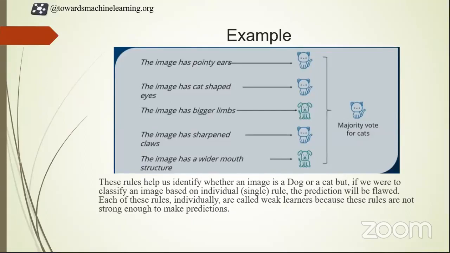Some dogs may also have pointy ears, and some cats may also have bigger limbs. But when we combine all these features together and the voting happens, we can easily say that yes, this particular instance is a cat. Each of these rules individually is called a weak learner, because these rules are not strong enough to make predictions all alone. This is how boosting helps.